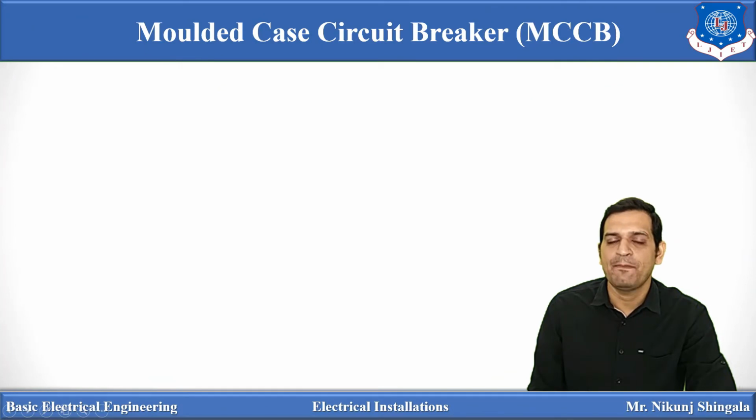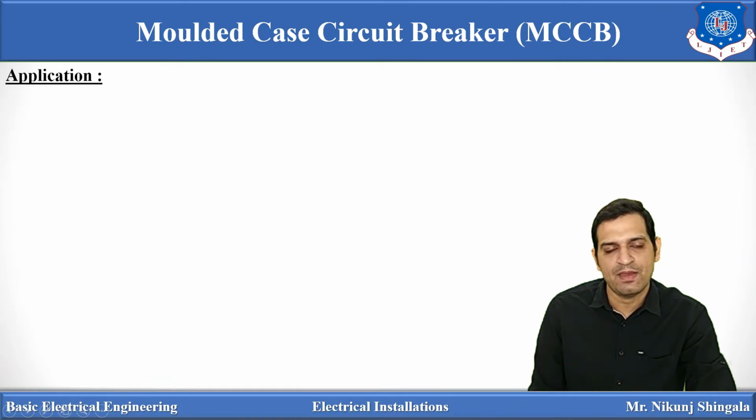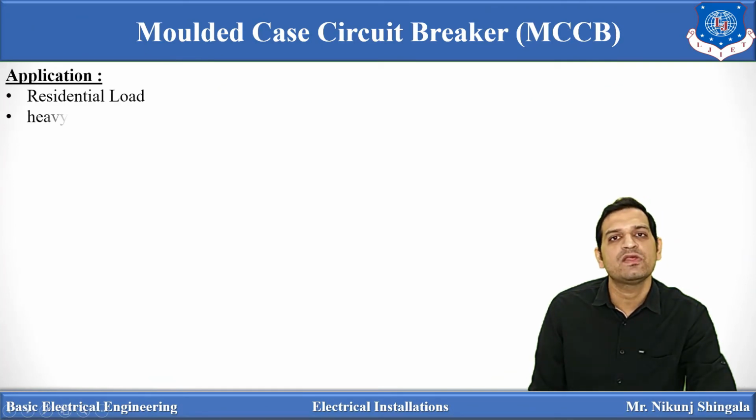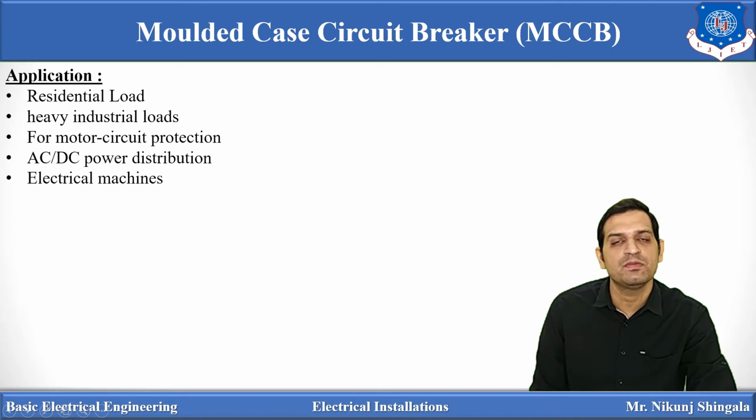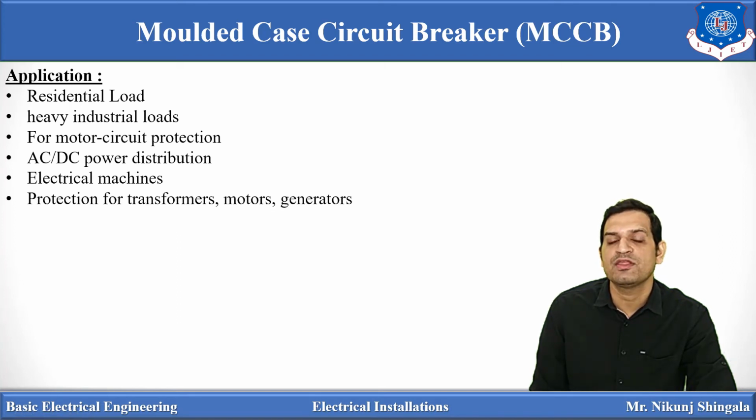Now, which are the applications, advantages and disadvantages of MCCB? So basically it is used for residential load, heavy industrial loads, for motor circuit protection, AC DC power distribution, electrical machines, that is for motors, and it is used for protection of transformer, motors and generator. Now transformer, motors and generators work at high current ratings, and that's why MCB cannot be used, MCCB is used.